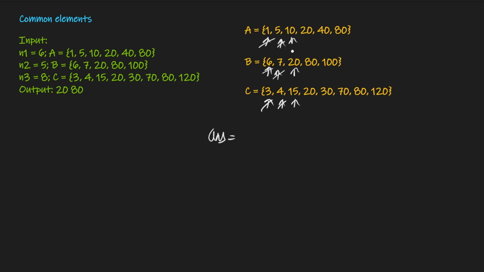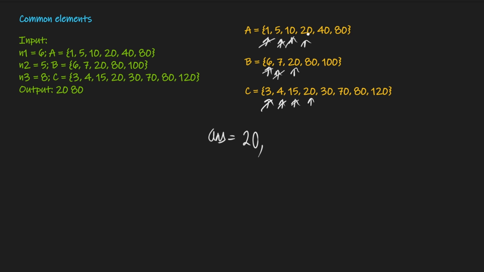None of them are equal, increasing pointer number A. None of them are equal, increasing pointer number C. All of them are equal. That means this is an answer, that is a common element. So we include that in the array and then go ahead.